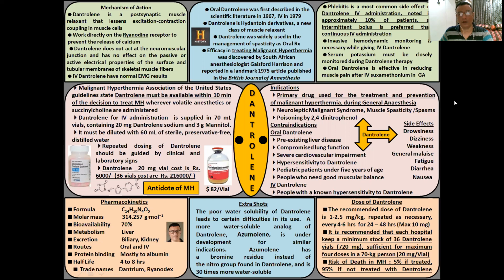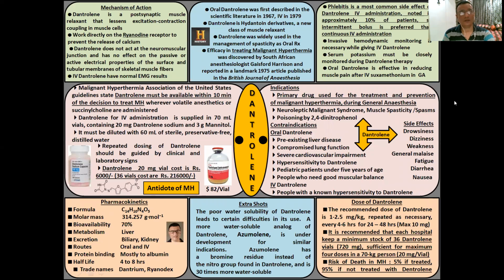Second is dantrolene. Dantrolene is an antidote for malignant hyperthermia. It is used only occasionally by any anesthetist; even I have not come across a need to use this agent. It is recommended that each hospital should keep a minimum stock of 36 dantrolene vials, sufficient for a maximum of 4 doses in a 70 kilogram person. But not every hospital is fortunate enough to keep dantrolene, because a 20 milligram vial costs 6,000 rupees, 36 vials cost around 2,16,000, and the expiry date is only 2 years.